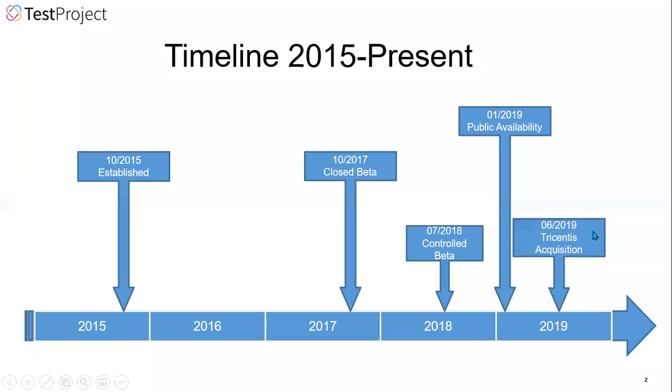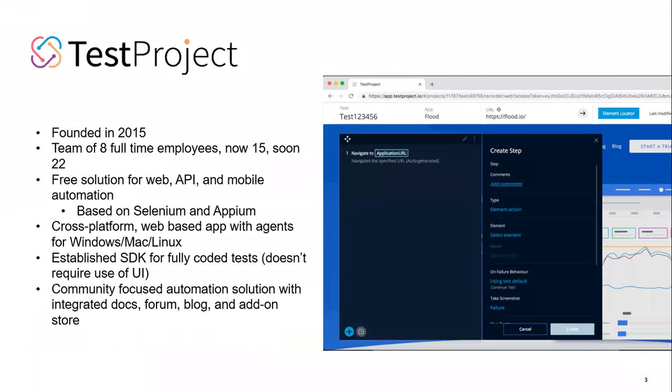So this was established in October 2015. And if you see the timeline here, from January 2019, public availability is there. And the best part about TestProject is it is free to use. In June 2019 itself, Tricentis acquired TestProject. Tricentis has a lot of other tools also, Tosca is one of them. The same company has TestProject under its tree.